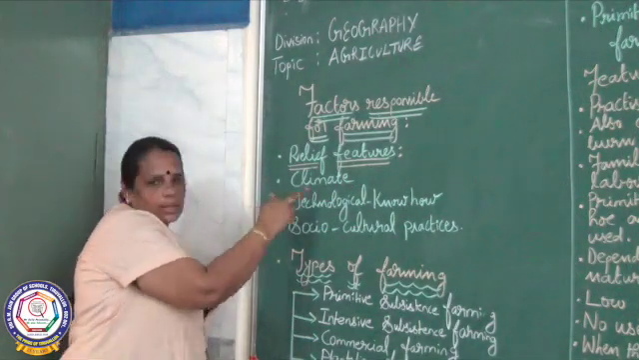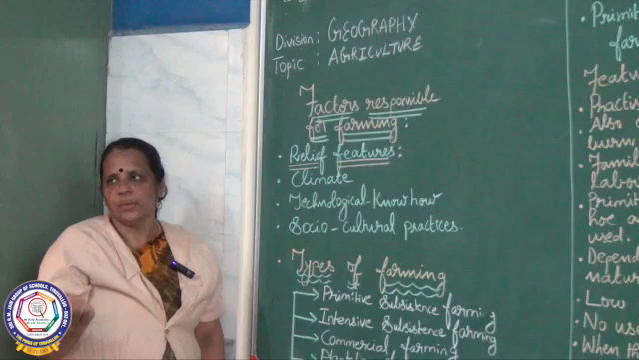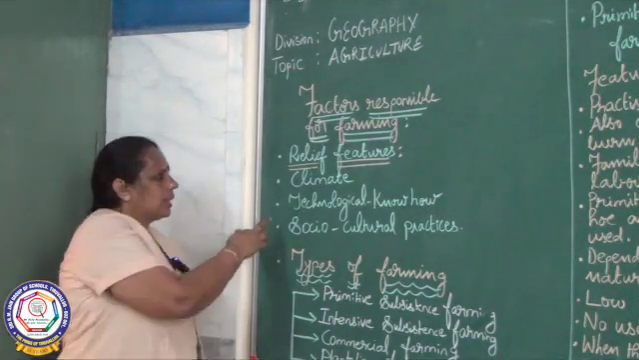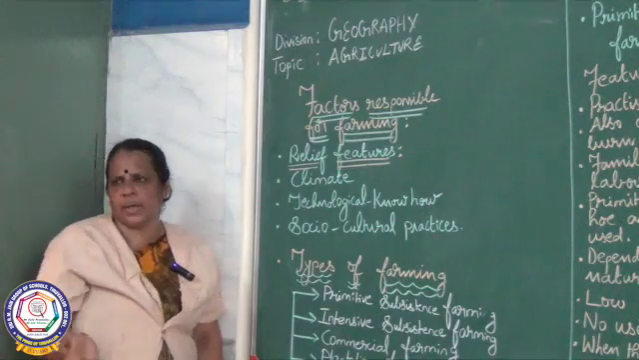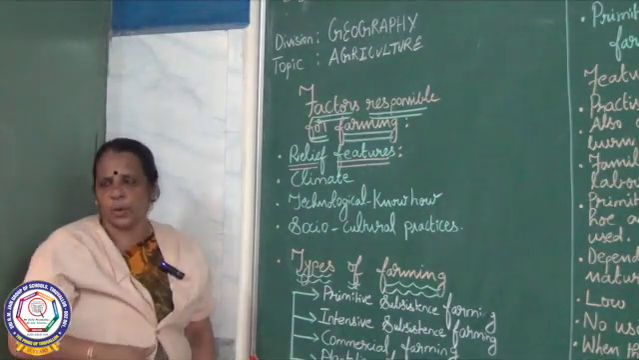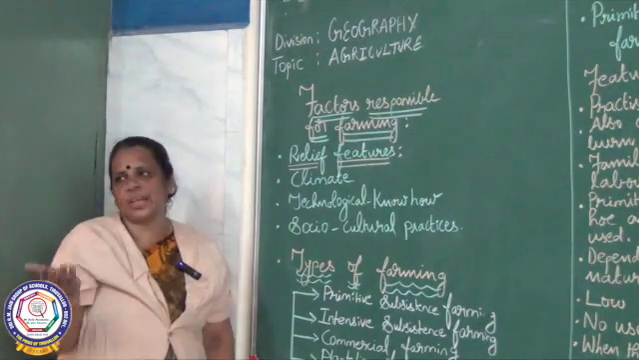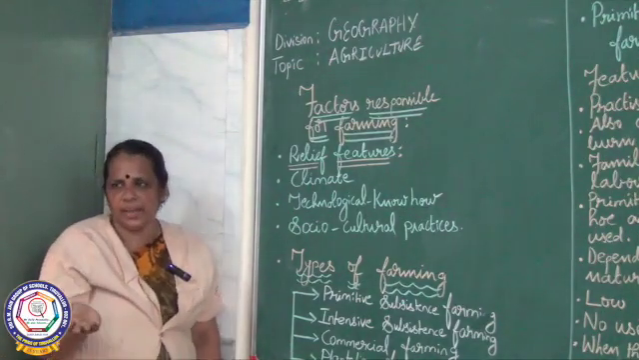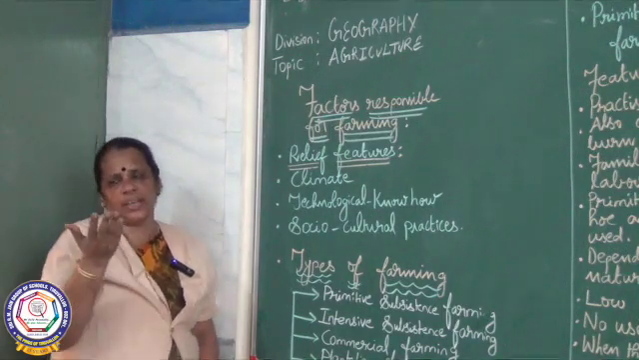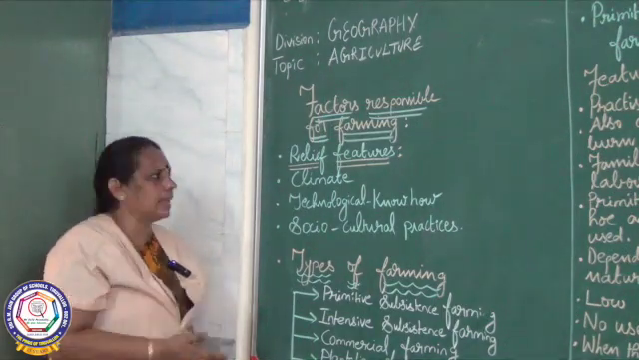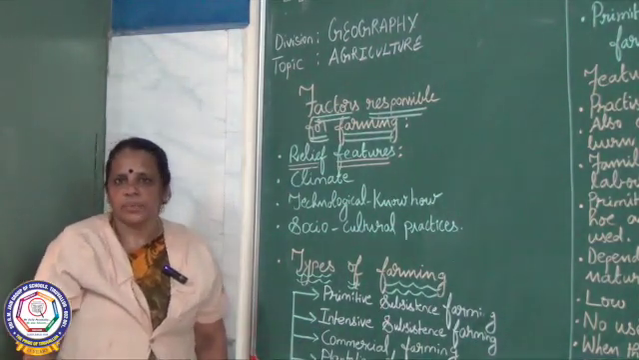The second one is climate. The climate of a place is also very important for farming activities. The third one is technological know-how. Availability of technology also plays a greater role in farming activity. The fourth one is socio-cultural practices. The practices carried over by the cultured people of the society also play a greater role in farming activity.